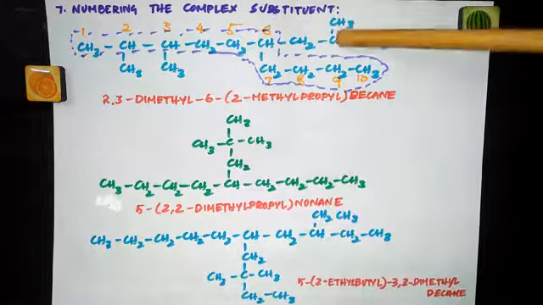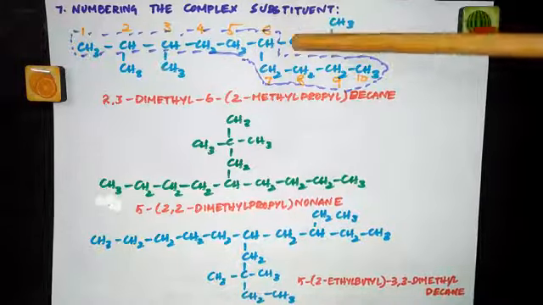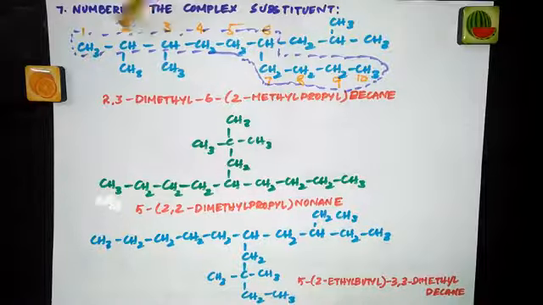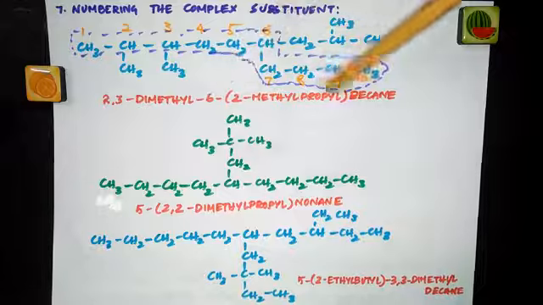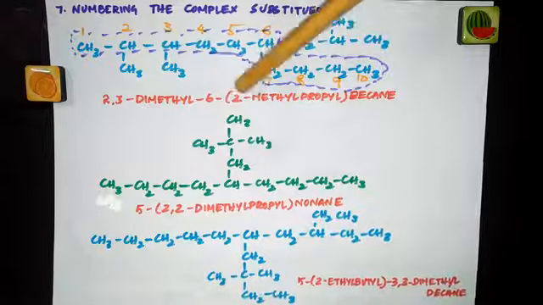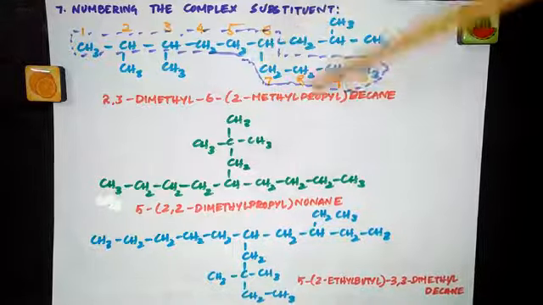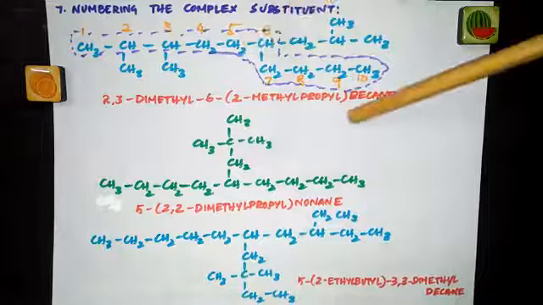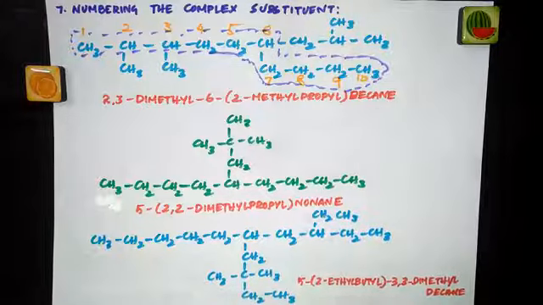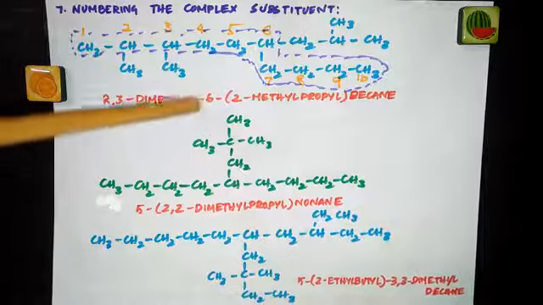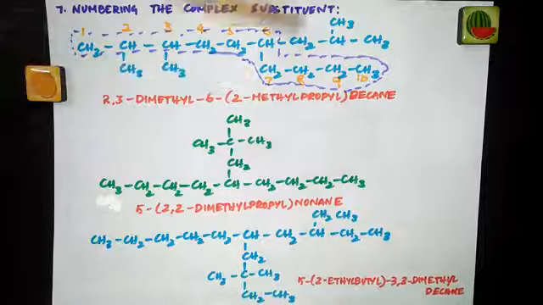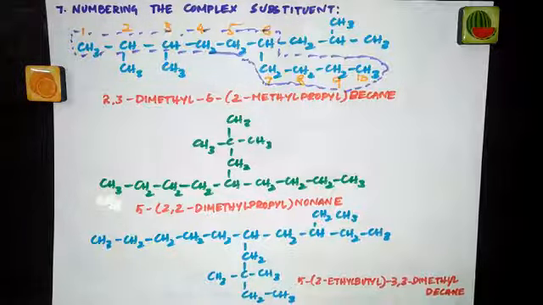So 2-methyl propyl. So see, 2,3-dimethyl, 6, and in brackets you put the name of this substituent, 2-methyl propyl, then close the bracket and write the root word, decane. So the IUPAC name of this compound is 2,3-dimethyl-6-(2-methyl propyl)decane.